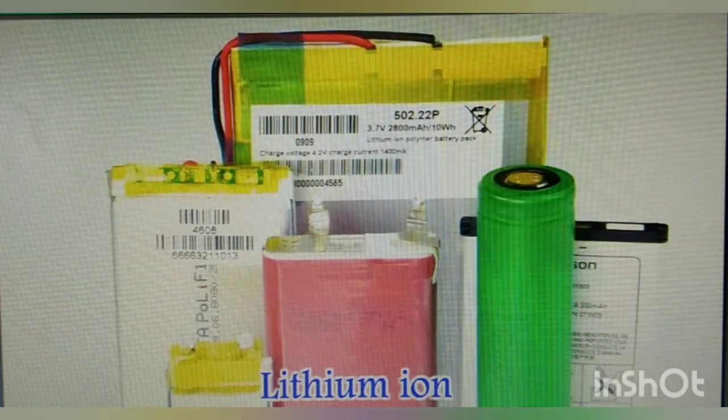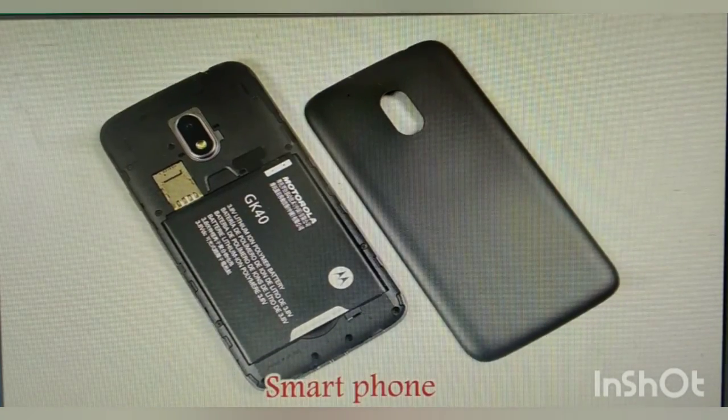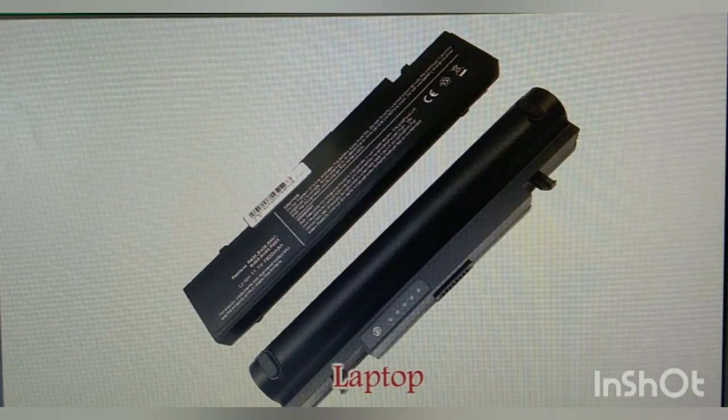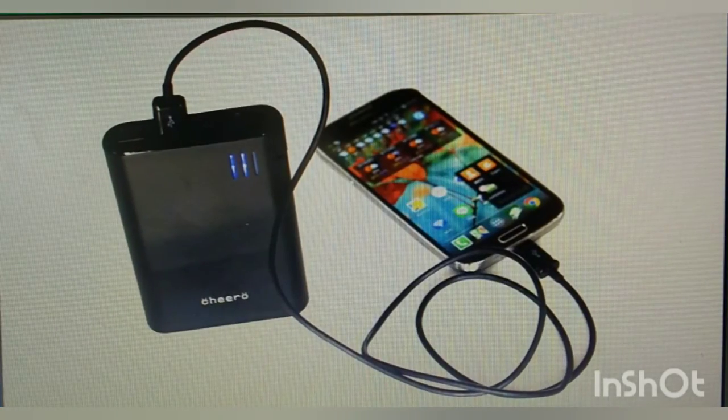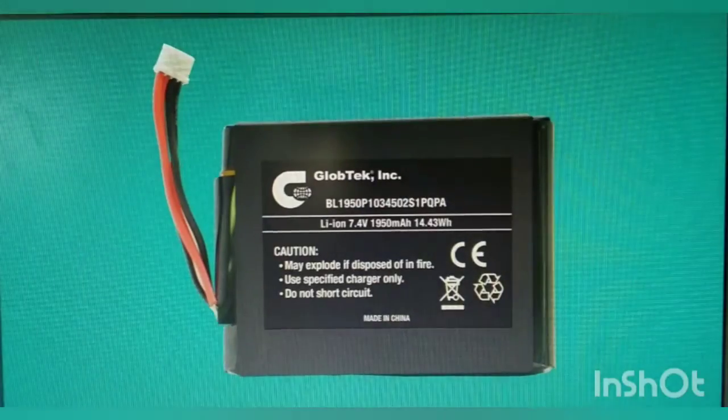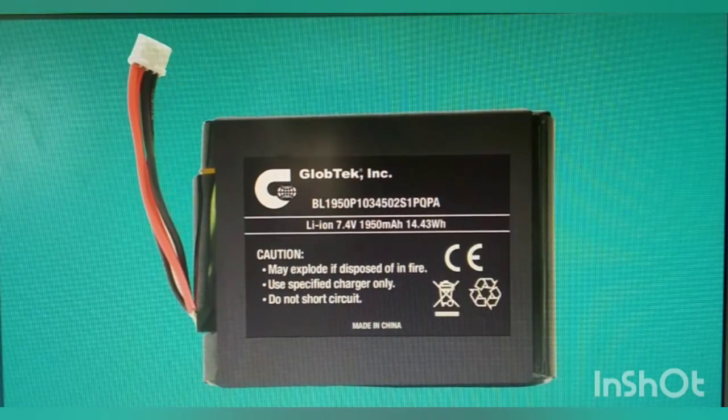Research: lithium-ion cells are used in modern equipment, for example, smartphones, laptops, etc. These cells can be recharged. More electrical energy can be stored in these cells as compared to that in nickel cadmium cells.